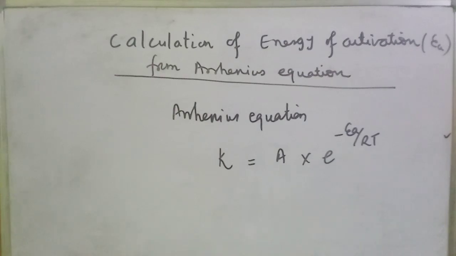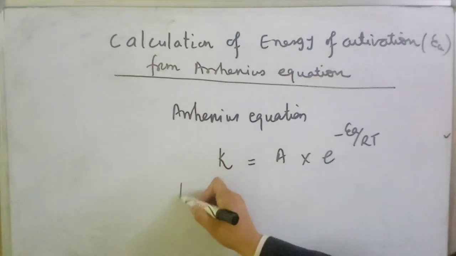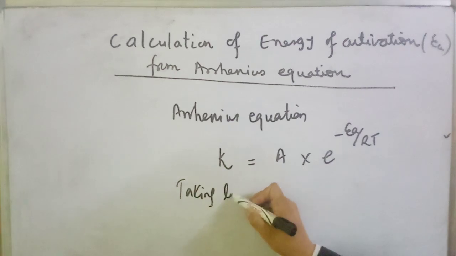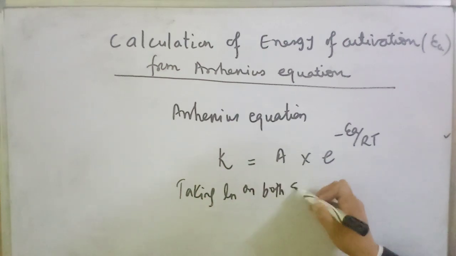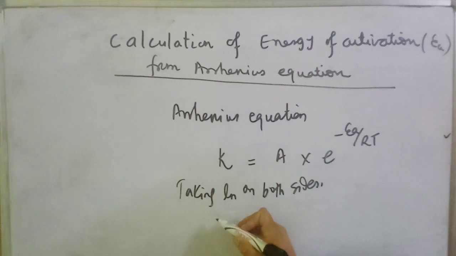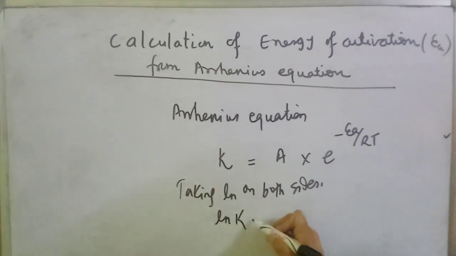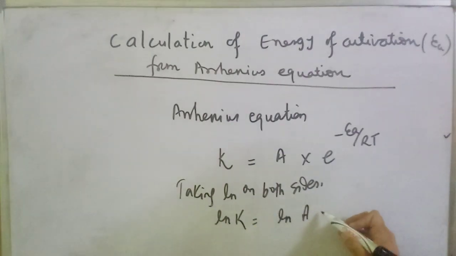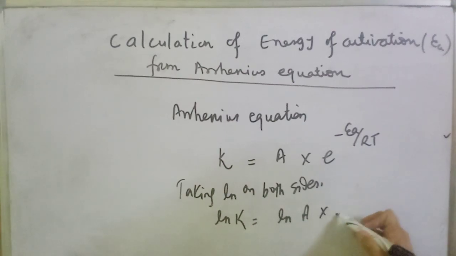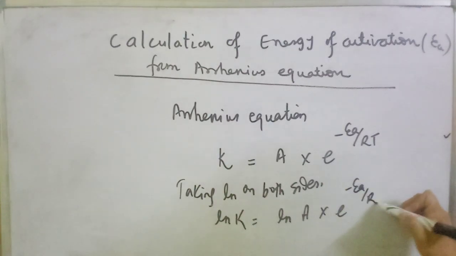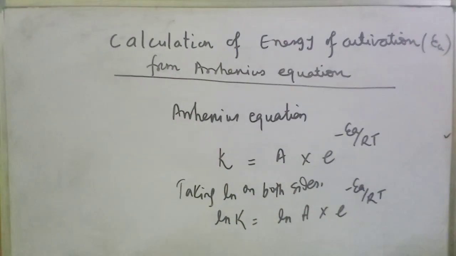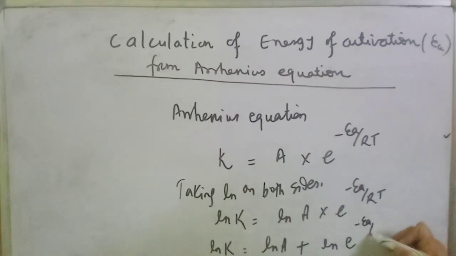So let us see here. Now taking ln on both sides. If we take ln on both sides, what will be the next step? ln k equals ln of A multiplied by e power minus Ea by RT. We are taking ln on both sides so that we can separate them here. ln k equals ln A plus ln e power minus Ea by RT.